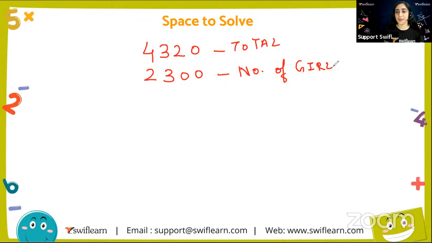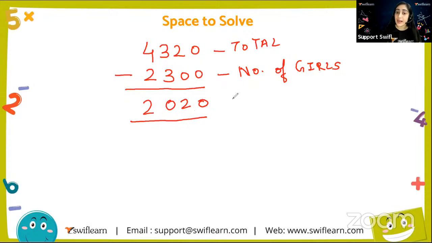All right. So now to calculate the number of boys, what mathematical operation will I use? I will use subtraction. So when I subtract, 0 minus 0 is 0, 2 minus 0 is 2, 3 minus 3 is 0, 4 minus 2 is 2. This is easy. What have I got? I have got the number of boys in the college. Now we have to find the ratio.